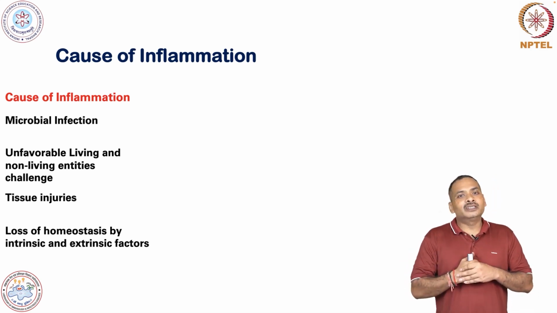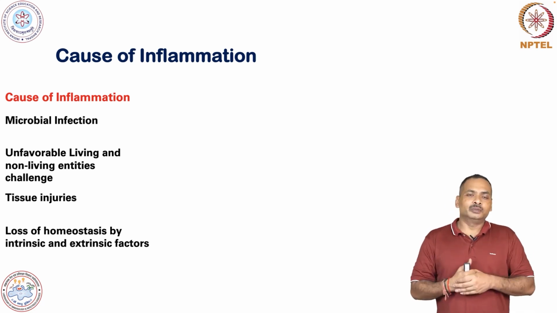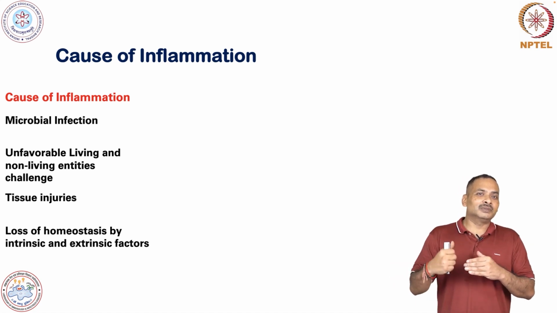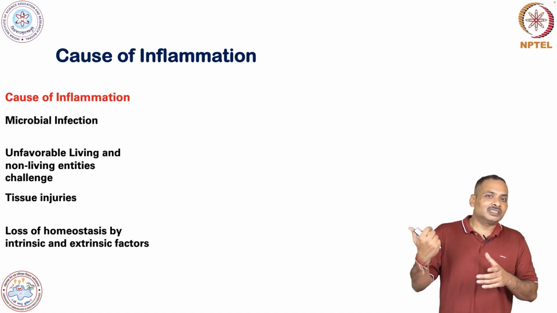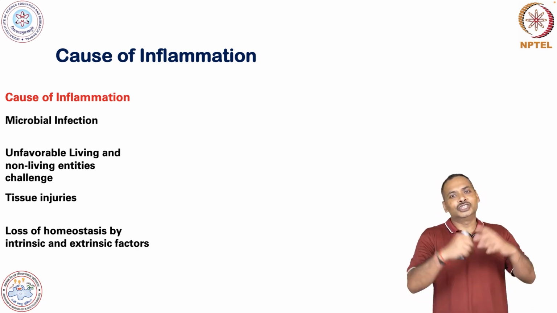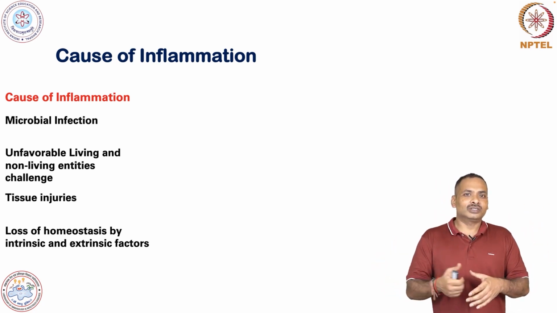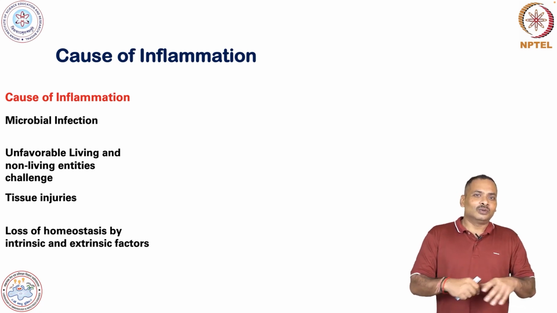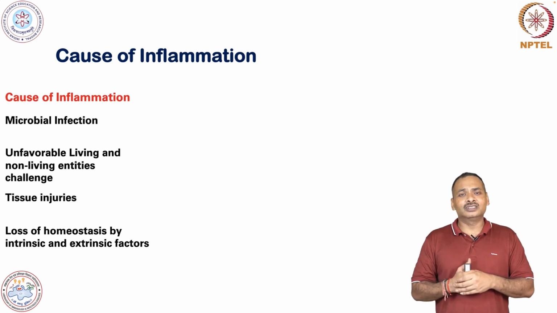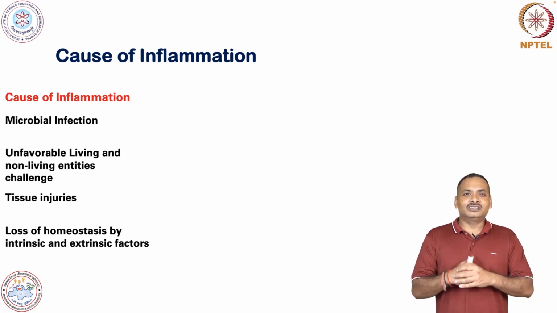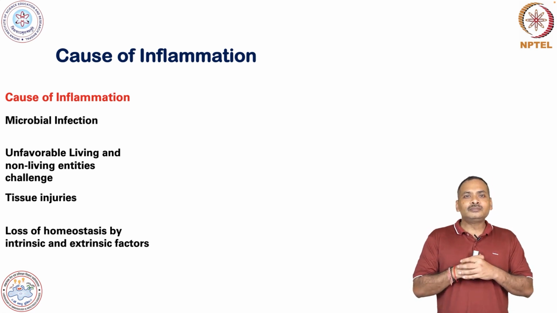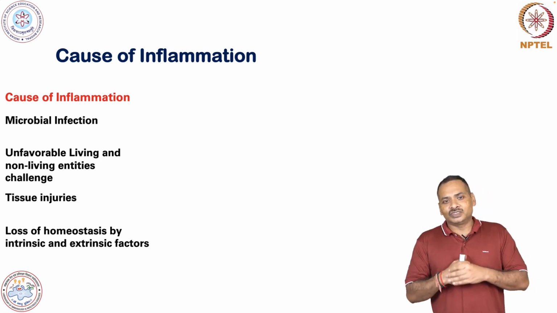An extrinsic factor could be a tissue injury, or some physical impact, meaning temperature or pressure or something. Extrinsic factors are numerous. I will talk in the next session about what those extrinsic factors are. Maybe psychological, neurological, environmental, everything comes under extrinsic factors.